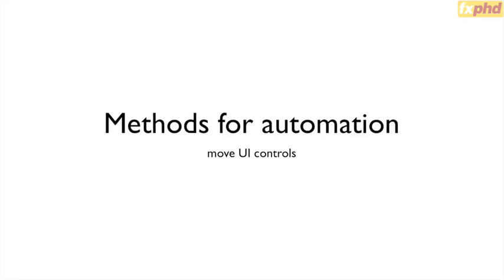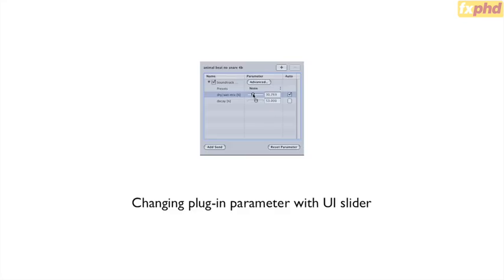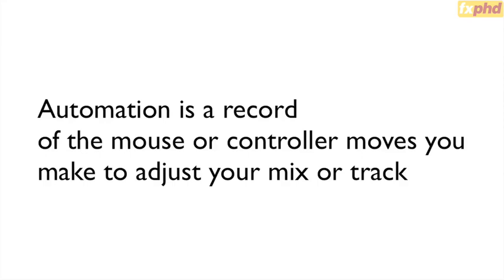The second method for creating automation data would involve changes you make to controls within the user interface of your digital audio program. This would include changing the value of a fader or a knob, or clicking on or off a switch on a plugin, changing the values on a plugin. And assuming you had those parameters in write mode, those changes would be recorded and played back the next time that you start audio playback. So you could think of automation as just a record or a representation of each of the mouse moves you make to adjust your mix or your track.